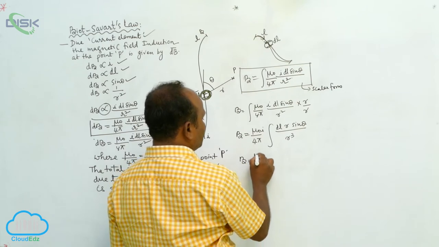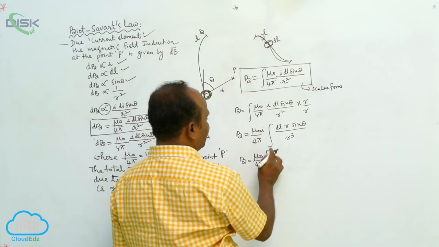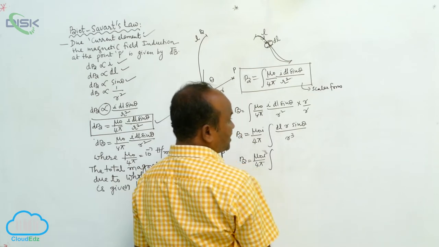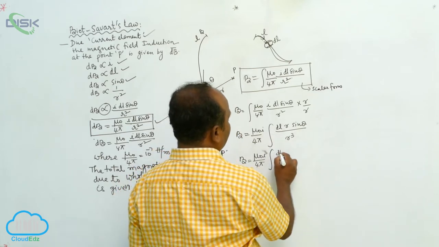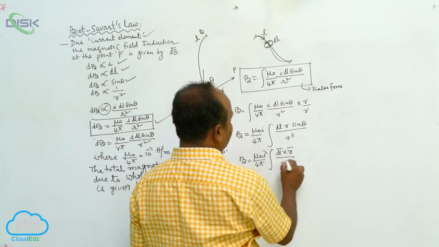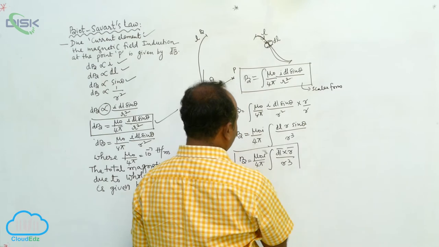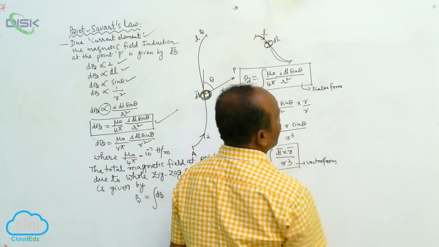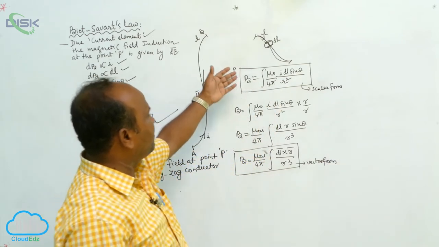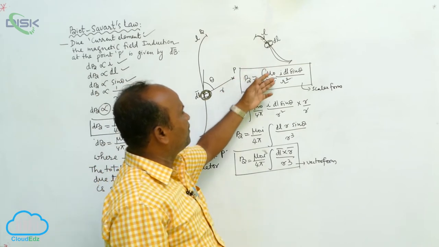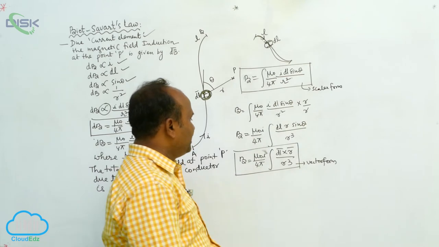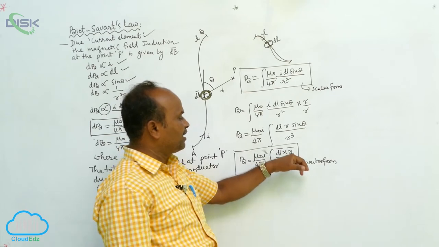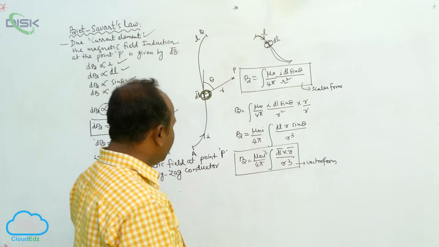Therefore, B is equal to mu naught by 4 pi into I, closed integral of dl bar cross r bar by r cube, that is the cross product. This is the vector form of Biot-Savart law. In the scalar form, B is equal to the integration of mu naught by 4 pi I dl sin theta by r square. In the vector form, B is equal to mu naught I by 4 pi integration of dl bar cross r bar by r cube.